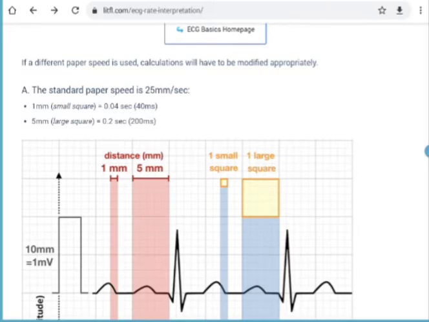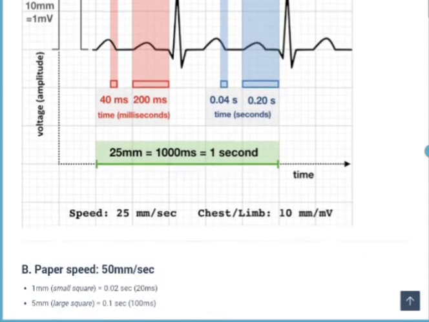Similarly, 5 millimeter or 5 small boxes make up one large box, as you can see in the figure, right? So one large box constitutes approximately 0.2 seconds. So 0.2 second, five times, makes 1 second, which is equal to 5 large squares or 25 small squares. So this is the basic formula according to which we calculate different time intervals on an ECG rhythm strip, right?